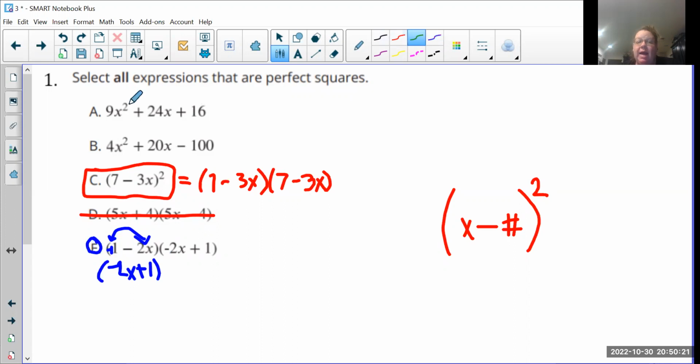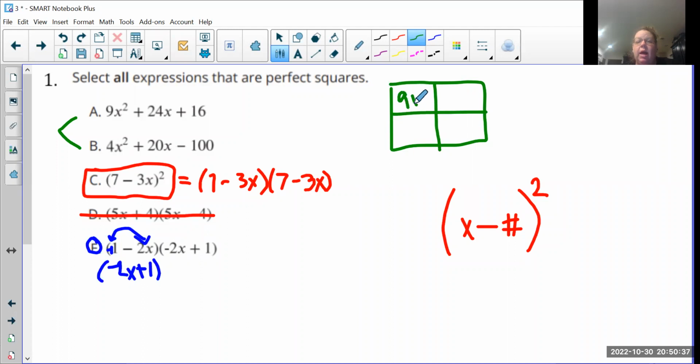So now going back to A and B, these are the ones that are a little bit more challenging. So we have to figure out if we can write them as a perfect square. If we use our box method, we know that 9x squared comes from here. And if it's a perfect square, that means I have to have the same number getting multiplied by itself. So the only way to make 9 using the same number is 3x and 3x. So I can't use like 1 and 9 because I want to make a perfect square. So it has to be the same number twice.